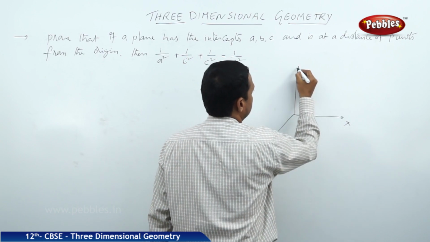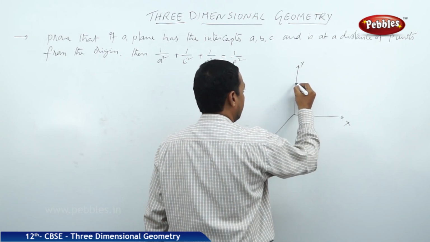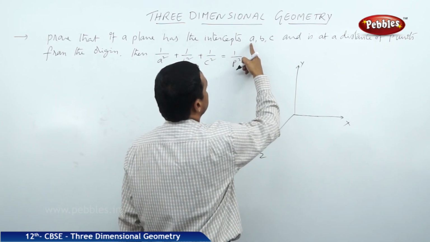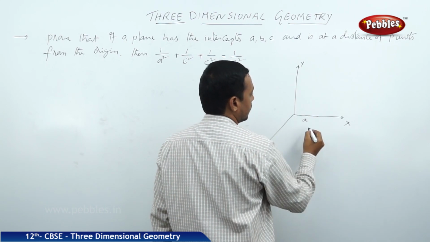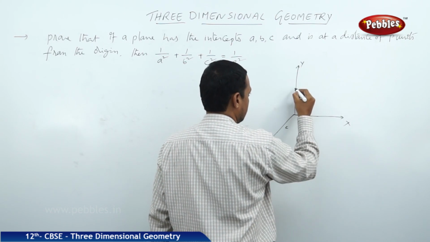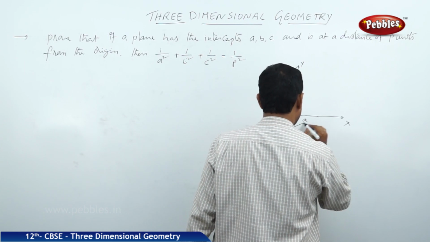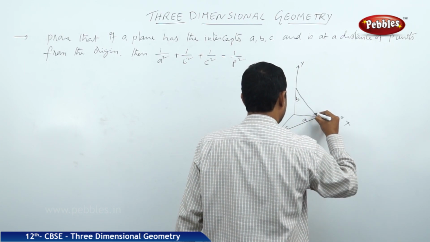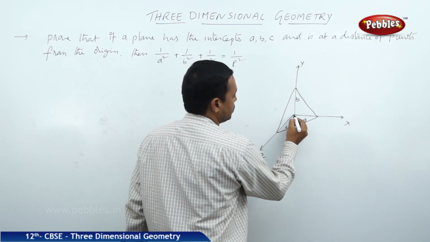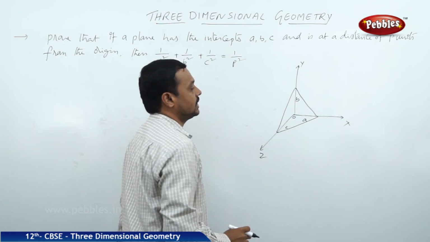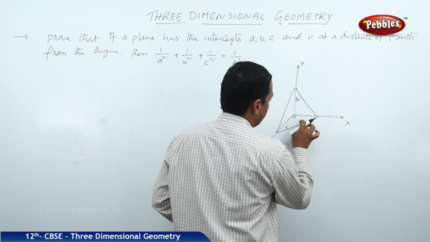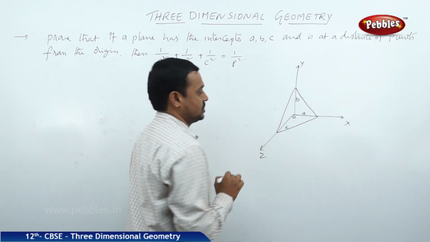X axis, y axis, z axis, and a plane makes intercepts a units on the x axis, b units on the y axis and c units on the z axis. Let the plane be like this. Now this is the origin. From the origin the plane is at p units distance. Right now let us find the equation of the plane first.